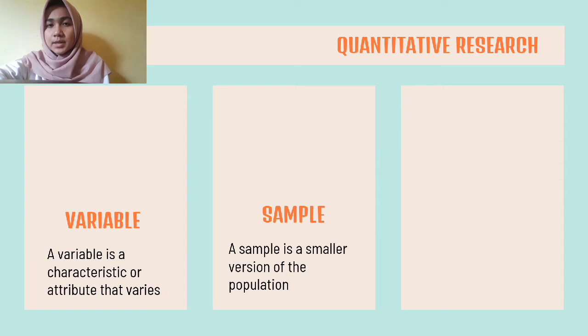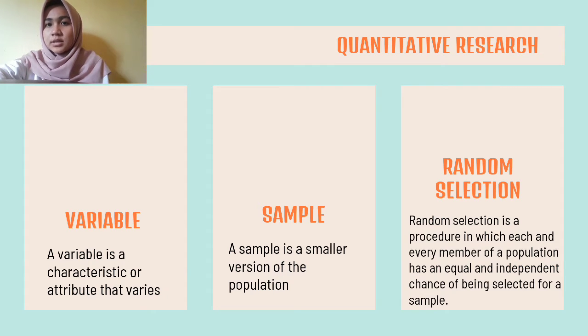The next one is sample. A sample is a smaller fraction of the population, the group to which the researcher would ultimately like to generalize or apply the results of the study. A sample is selected from a larger population through random selection. Random selection is a procedure in which each and every member of a population has an equal and independent chance of being selected for a sample. Random selection is used so that the sample can be representative of the population from which the sample is taken.